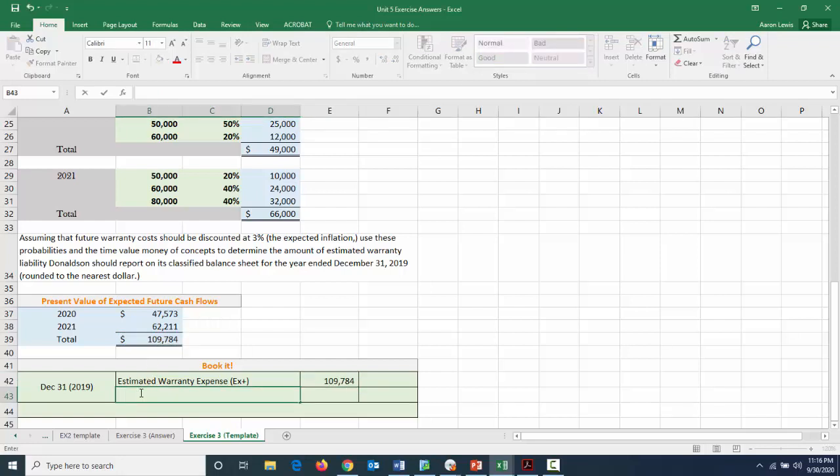Something that we owe in the future. We owe this debt to people. We offer them the ability to have this warranty. People are going to hit us up on that offer. We're going to have to fix stuff on these cars. We're going to owe something in the future, which means we need to record a liability, and we're going to call it estimated warranty liability. And that is for $109,784. What happened here is we recorded estimated warranty costs related to 2019 sales.